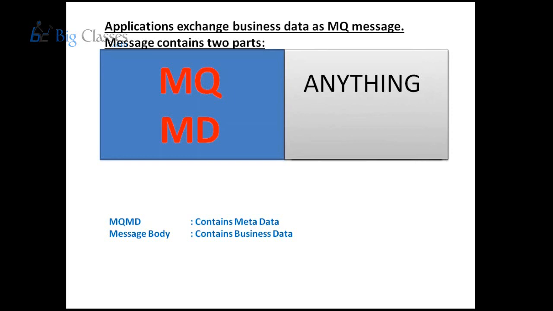The MQMD stands for MQ message descriptor. It contains control data about the message, metadata about the message. Metadata is nothing but message ID, message expiry, message persistence, message priority. This kind of data is contained by the MQ header. This whole message is created by an MQ application and consumed by an MQ application.